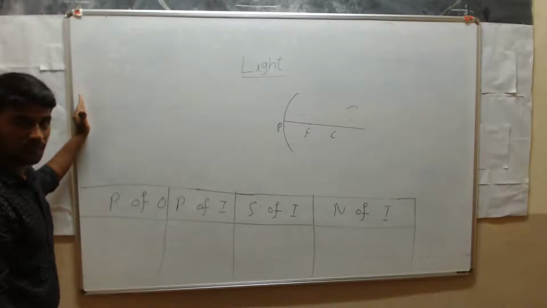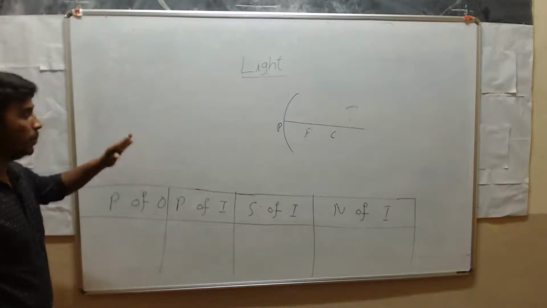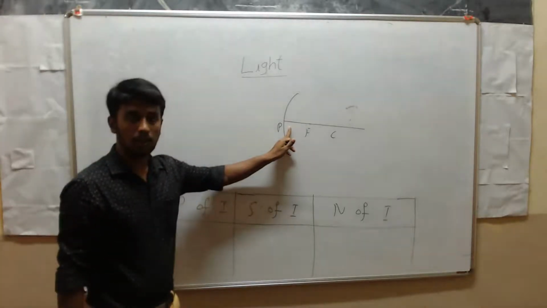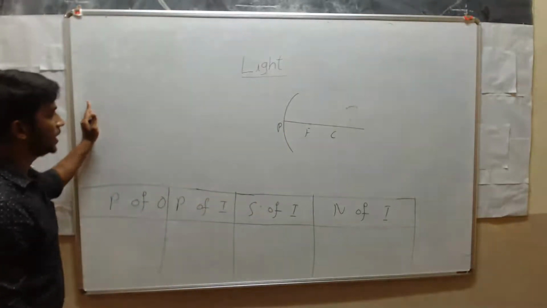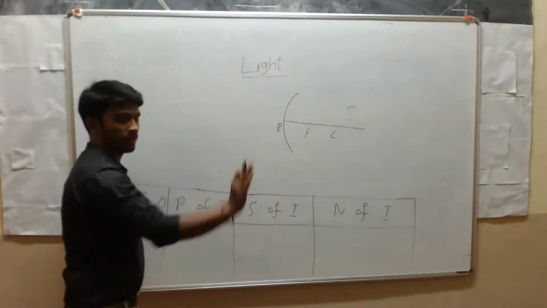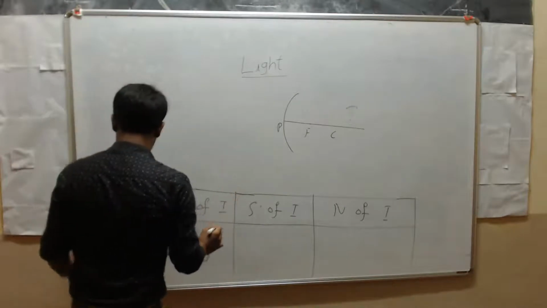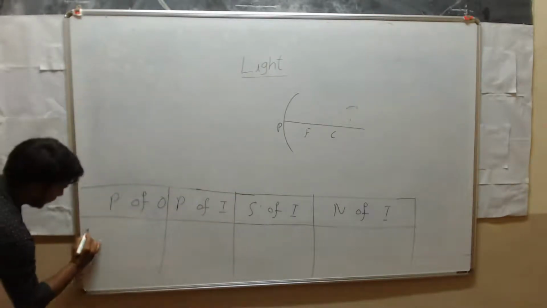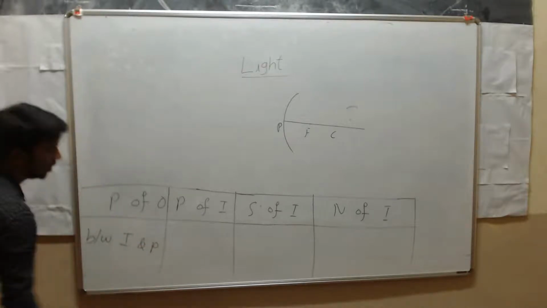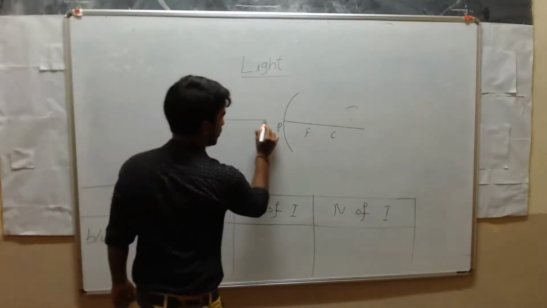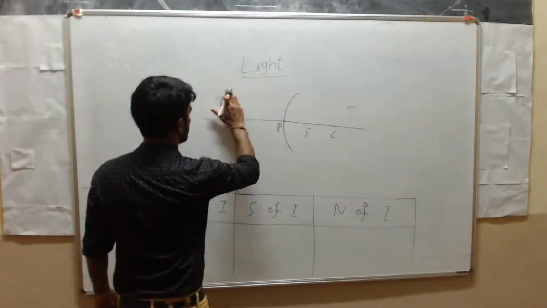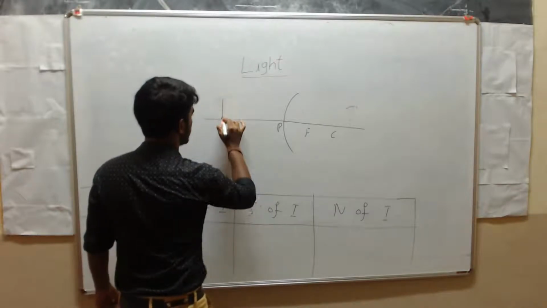This side is it. Okay, so that's why here there are only two positions. One is at infinite distance, then the second one is between infinity and pole of the mirror. Between infinity and pole of the mirror, you can keep it here or here or here, anywhere. So now, position of the object between infinity and pole of the mirror. I will keep the object here.